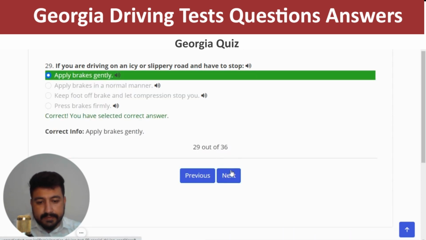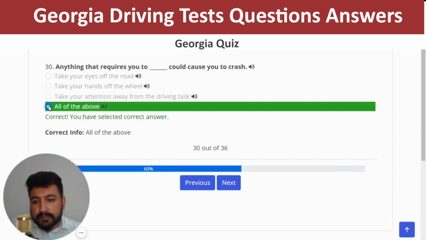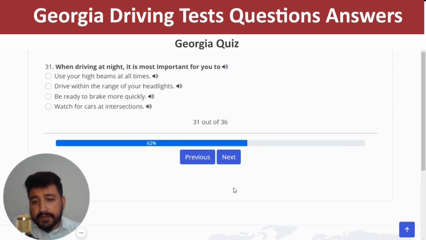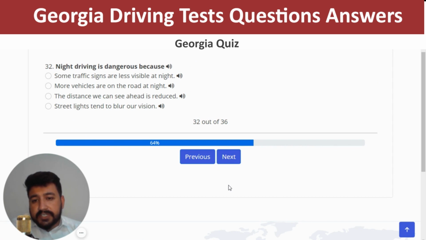Correct? And next. Anything that requires you to blank could cause you to crash. The right answer is all of the above. And next. When driving at night, it is most important for you to. The right answer of 31st question is drive within the range of your headlights. So second option. Correct? And next. Night driving is dangerous because the right answer is the distance we can see ahead is reduced.